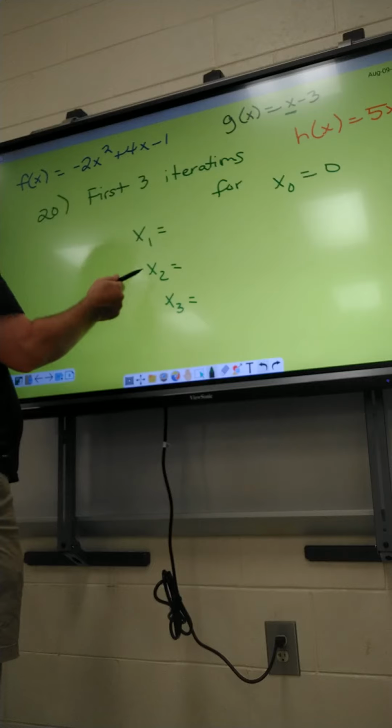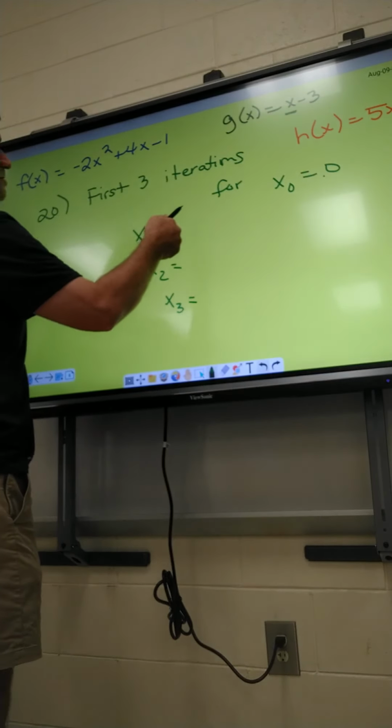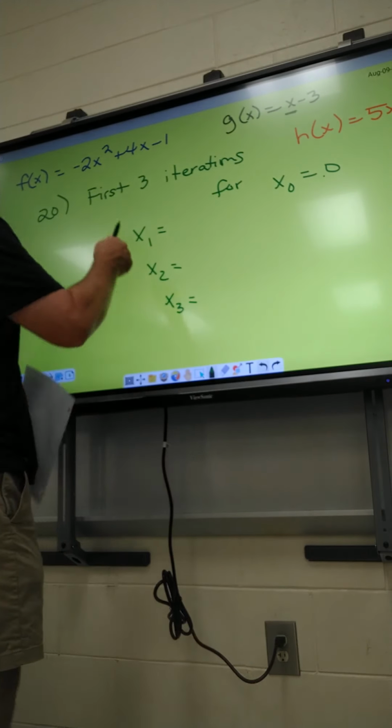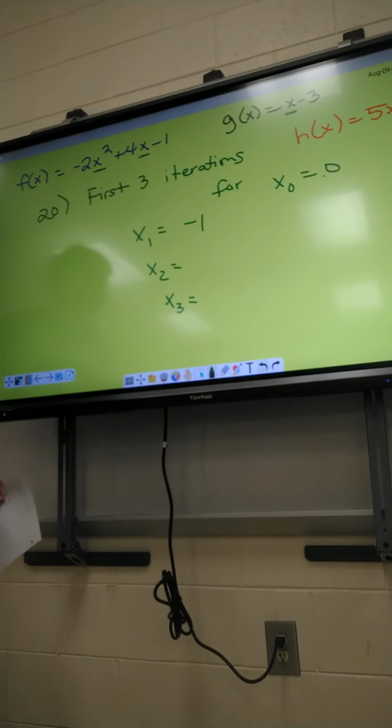I want you to find the first 3 iterations. They want you to plug 0, it says, into f of x. Is what it says right here on the sheet, f of x. So we're going to plug 0 in there and there. Plug it in your calculator, you get -1.